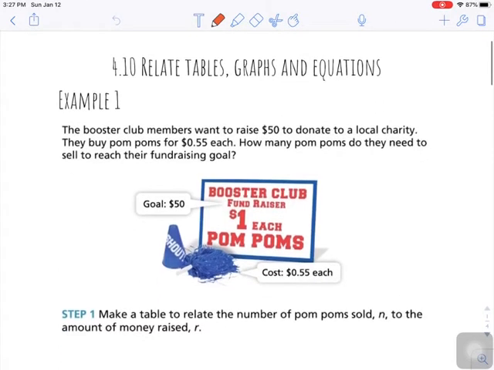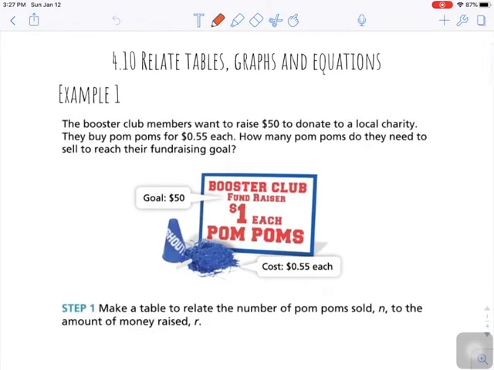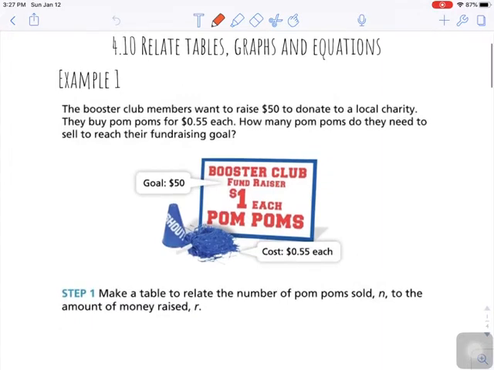Okay, so today we are going to be talking about how to take what we've learned so far about equations and relate them to tables and to graphs. So example 1, it says that the Booster Club wants to raise $50 to donate to a local charity. They buy pom-poms for 55 cents each. How many pom-poms do they need to sell to reach their fundraising goal?